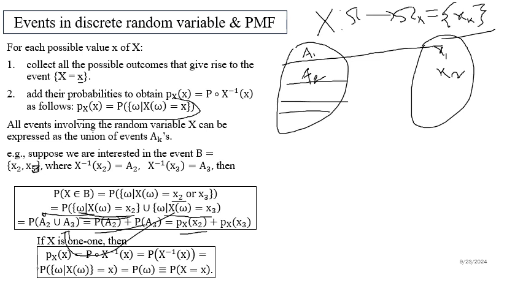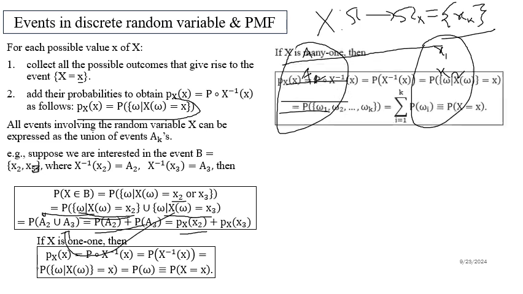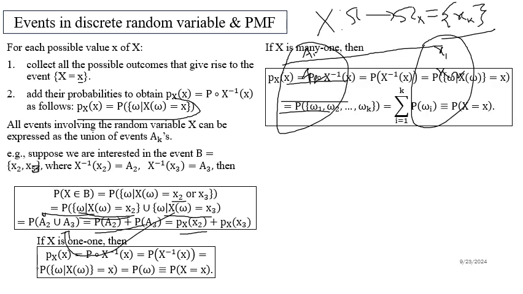Another thing is that if you are defining a discrete random variable, there are two possibilities. X may be a one-one function, or it may be a many-one function. If X is one-one, what is the probability mass function of x? It is just the probability of the omega which is mapped to x. A single omega is mapped to x, with a single corresponding pre-image.